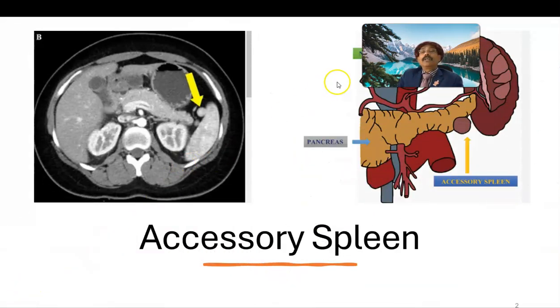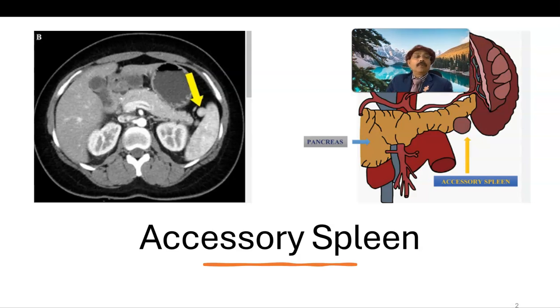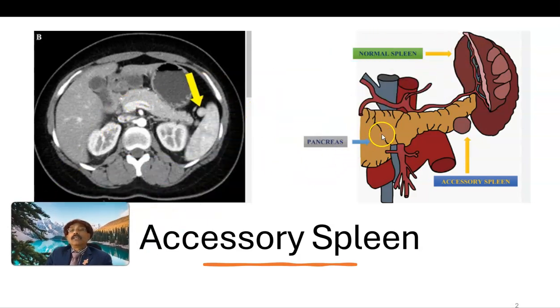Okay, if we look at the image, which I picked up from Google, this is a CT scan. Here, this is the accessory spleen. Here, this part is the hilum of the spleen, the tail of the pancreas, the neck of the pancreas, the head of the pancreas here. This is the normal spleen, and this is the hilum of the spleen. So this is close to the tail of the pancreas, maybe in the substance of the pancreas. In that situation, it may be confused with pancreatic cancer.